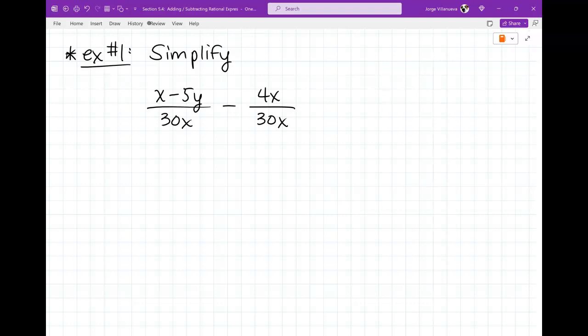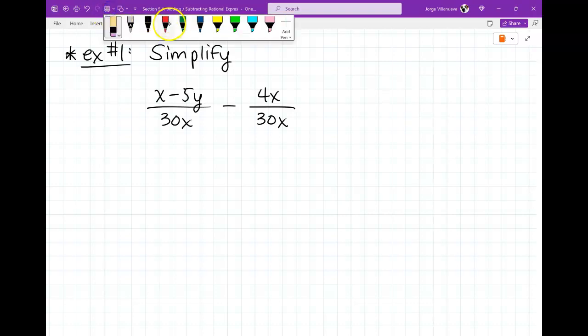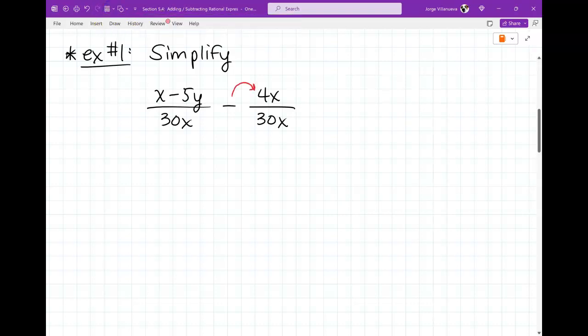Notice how they have the same denominator. The first fraction has a 30x on the bottom. The second fraction has a 30x on the bottom. That makes them like denominators, which means that I can just combine them. I can put them together. Now, don't forget that this negative sign has to be carried over to that 4x, so we're going to distribute it there. Though there's not much to distribute, if there were two terms, then you would distribute it to both terms.